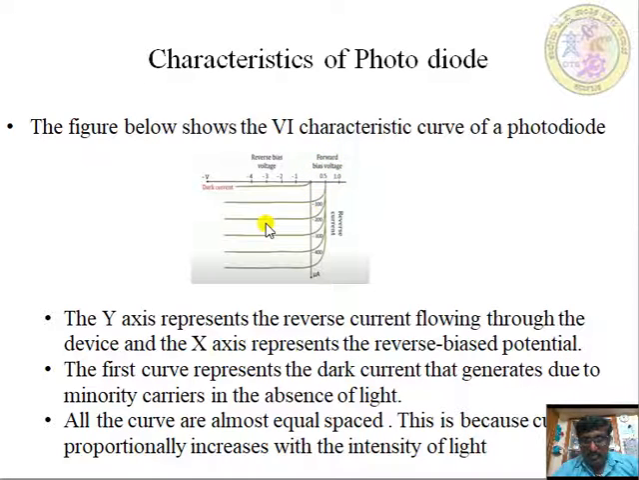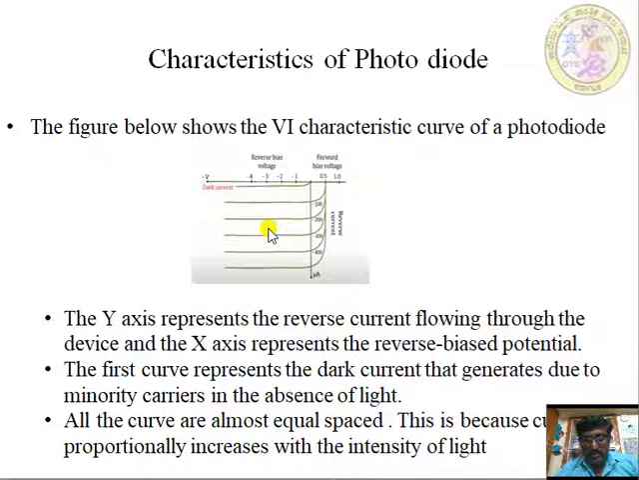So how it is being just go on increasing. The y-axis represents the reverse current flow through the device, and the x-axis represents the reverse bias potential. The first curve represents dark current that generates due to minority current in the absence of light. So this one is the dark current. When there will be no radiation, there will be a small leakage current. So this one is known as the dark current, and all the curves are almost equally spaced here.